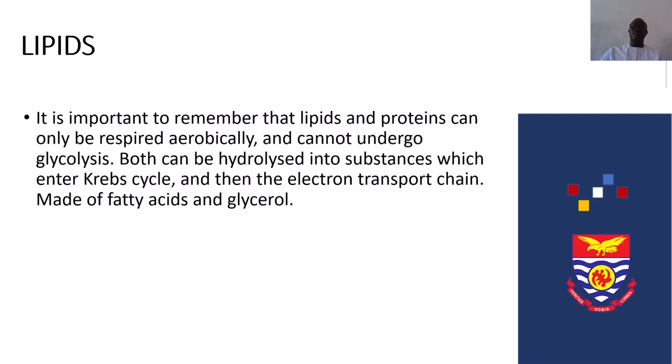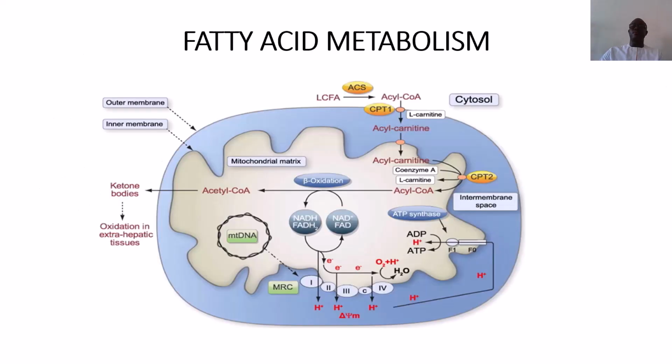It is important to remember that lipids and proteins can only be respired aerobically and cannot undergo glycolysis. Both can be hydrolyzed into substances which enter the Krebs cycle and then the electron transport chain, made of fatty acids and glycerol. So here is the fatty acid metabolism: the outer membrane and inner membrane, mitochondrial matrix, ketone bodies, oxidation in extrahepatic tissues.